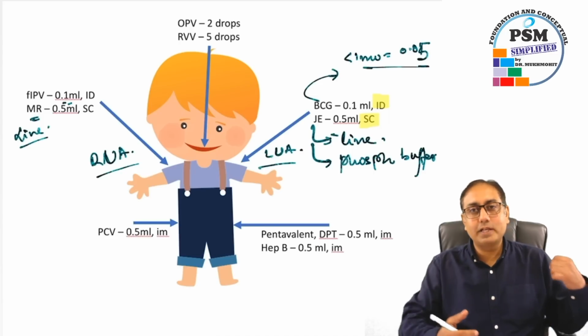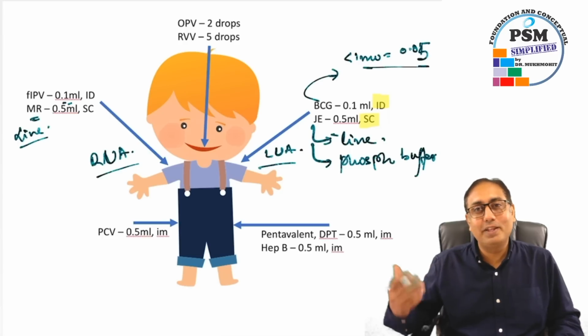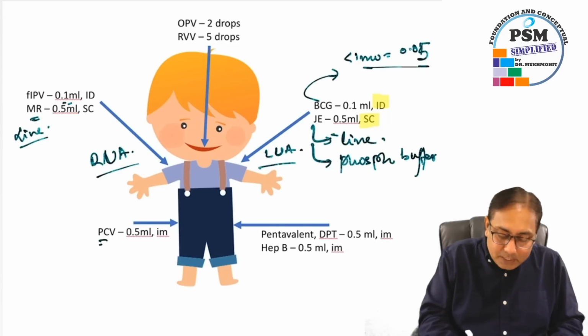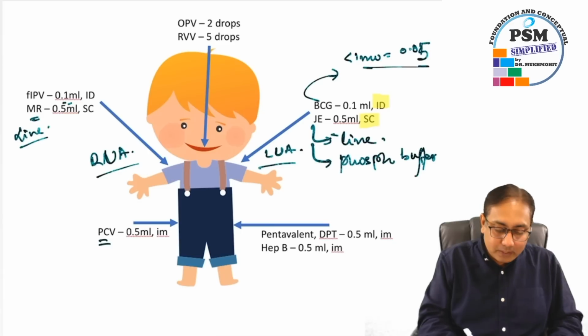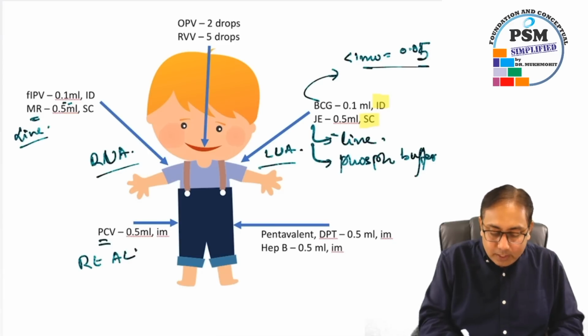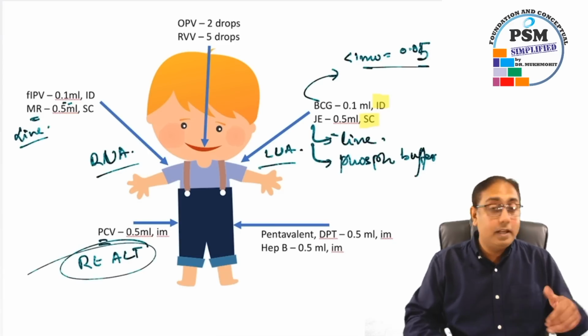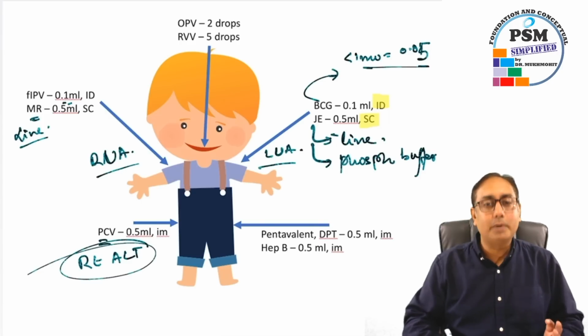So what you see on the left side, one subcutaneous, one intradermal. On the right hand side, again one subcutaneous and one intradermal. On the legs, beta, we have the PCV injection, that is the pneumococcal conjugate vaccine, which is given in the right anterolateral thigh, whereas on the left anterolateral thigh, we have the pentavalent vaccine, the DPT, and the hepatitis B.